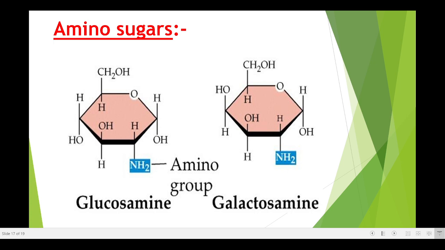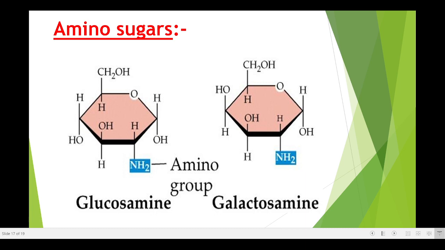Last example for monosaccharides is amino sugars. It is also called hexosamines. In amino sugars, a hydroxyl group of the aldose is replaced by an amino or acetyl amino group. Glucosamine, galactosamine, acetyl glucosamine, etc. are examples of amino sugars.